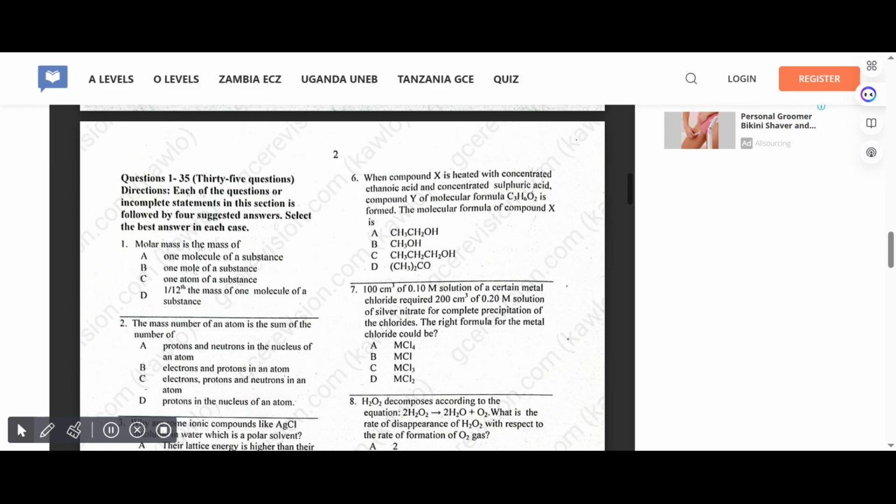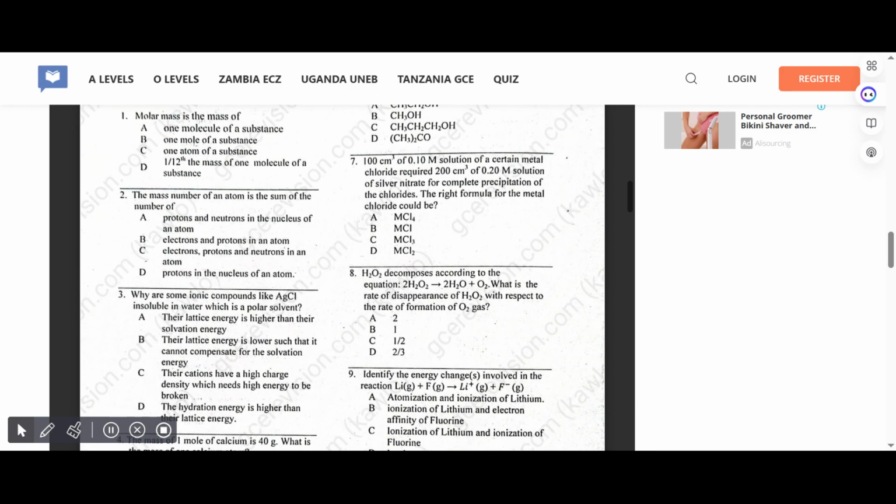Questions 1 to 35. 35 questions directions. Each of the questions or incomplete statements in this section is followed by 4 suggested answers, and select the best answer in each case. Question 1. Molar mass is the mass of. Correct answer is B, which is 1 mole of a substance. So molar mass is 1 mole of a substance.